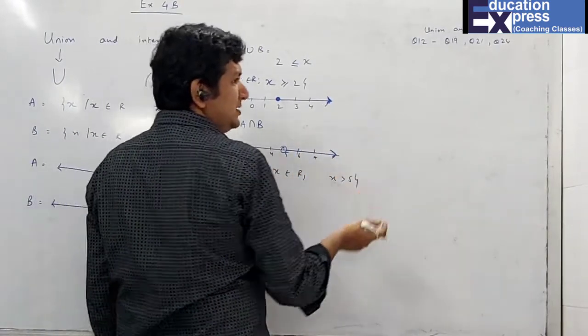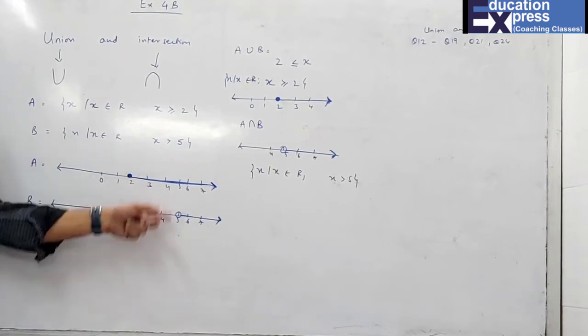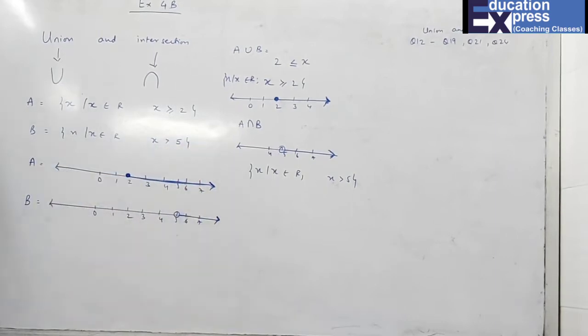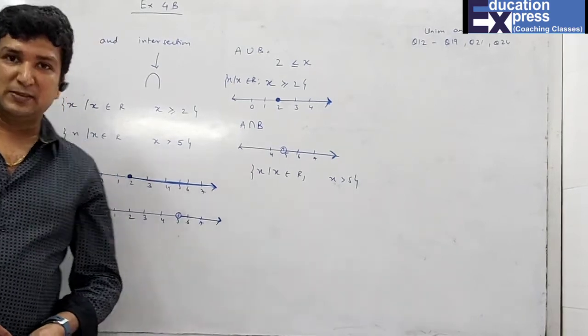So union means all the numbers, intersection means the ones which are common. So obviously this was not common. The common started with 5. So that I have written over here. So this was the concept for union and intersection. Now I'll start doing the sums.